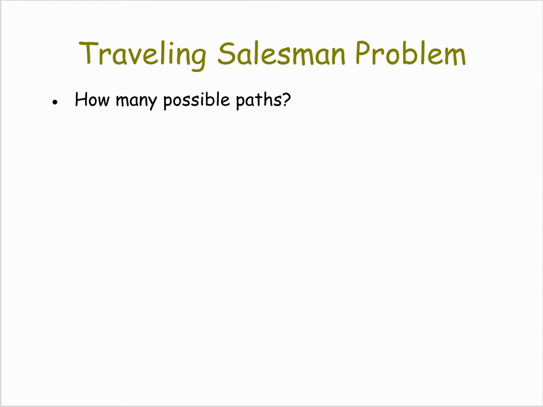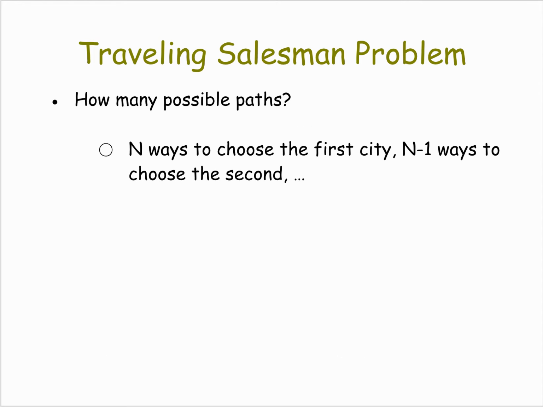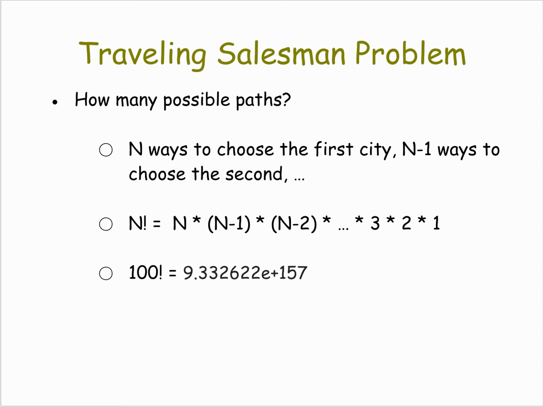But how many possible paths are there? If you have n cities, then there's n ways to choose the first city. Once you've chosen that, there's n minus 1 ways to choose the next city, and then n minus 2 ways, and so forth. And if you work that out, you get the factorial expression. n factorial is n times n minus 1 times n minus 2, and so on, until you get down to 1. 100 factorial is 9.3 times 10 to the 157th, which is a very big number.